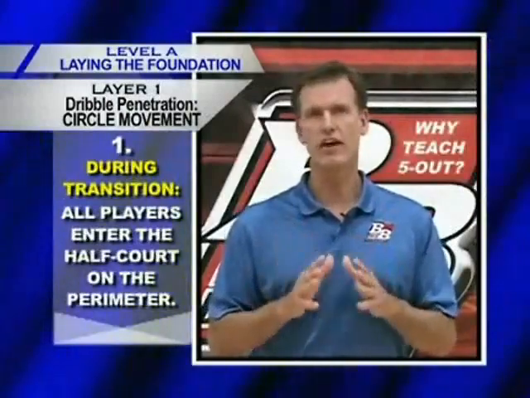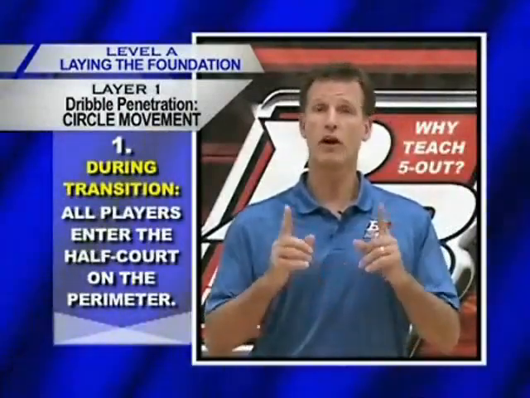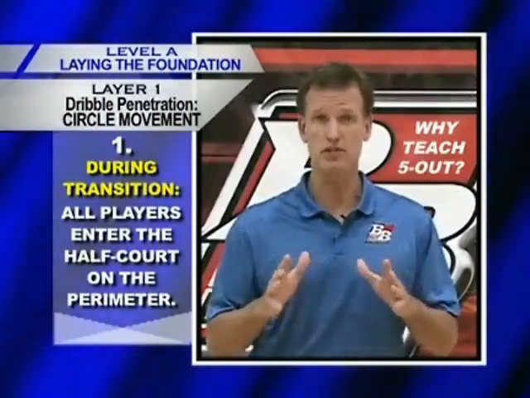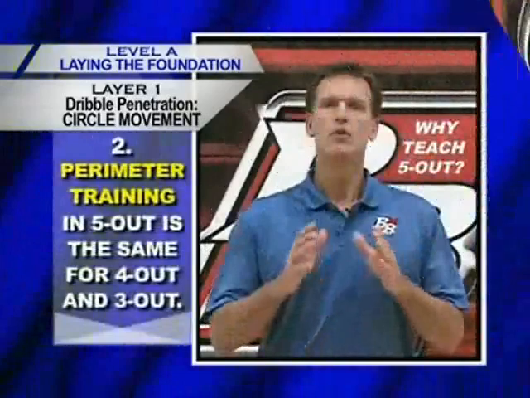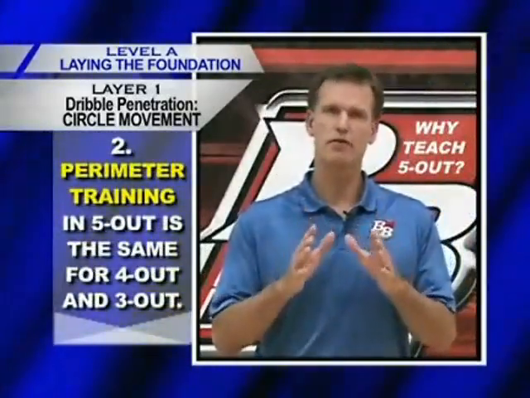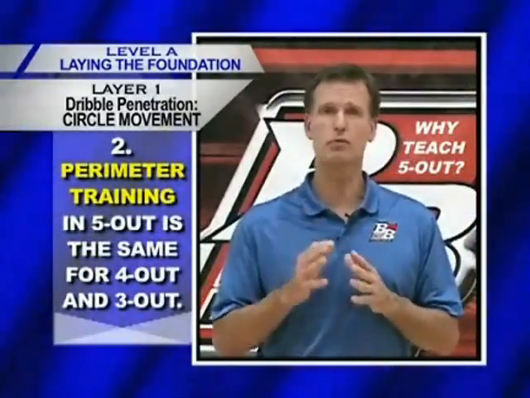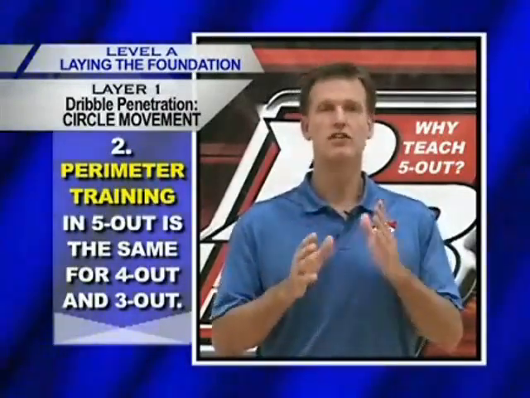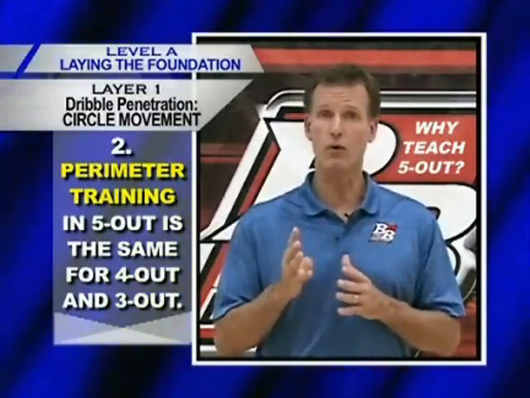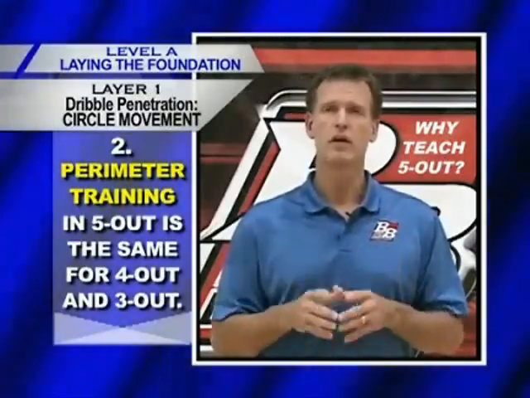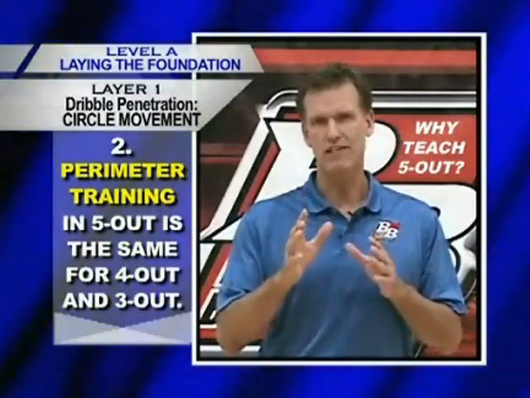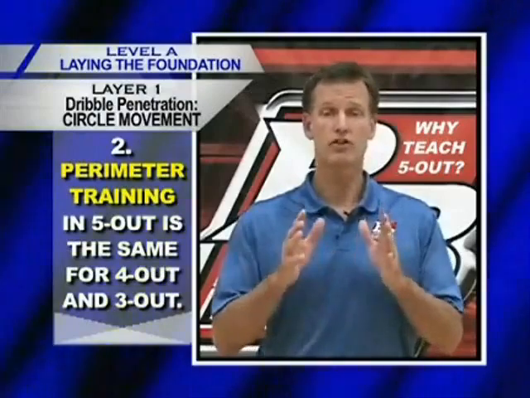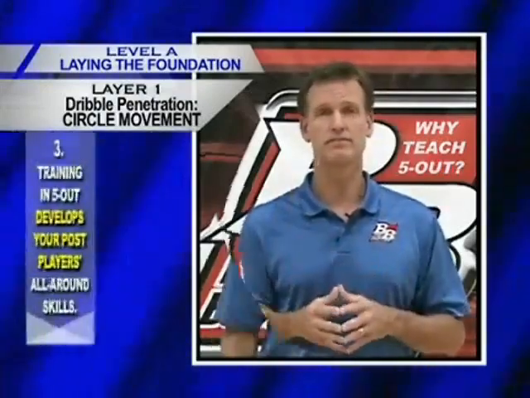All players enter the half court on the perimeter. Therefore, every player, even your post players, should know how to react properly from any position on the perimeter. Within the read and react offense, the habits for perimeter players do not change when post players are added. So, perimeter training from 5-out is also perimeter training for 4-out 1-in and 3-out 2-in. In other words, when you're working on a 5-out set, you're not just training your perimeter players for 5-out, but also for 4-out and 3-out.